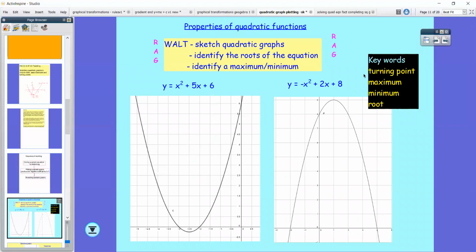Okay, so start with the properties, maybe going through a bit of the language. Okay, turning point, maximum, minimum, root, and intercepts would be important as well there. So we can talk about those. Turning point, I think it's a good idea, with maths, it's always to explain why you can call it a turning point.